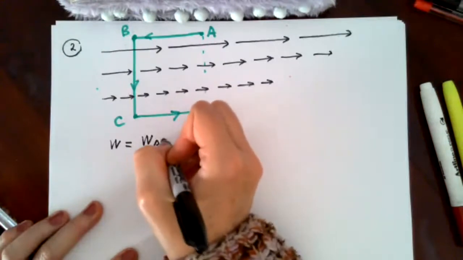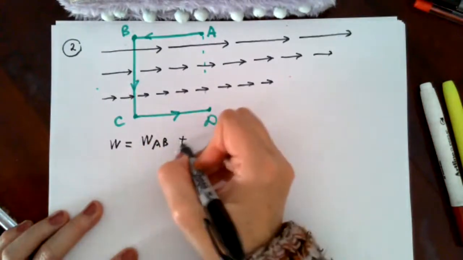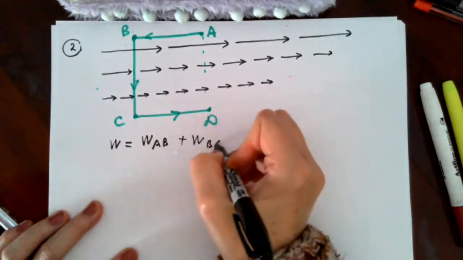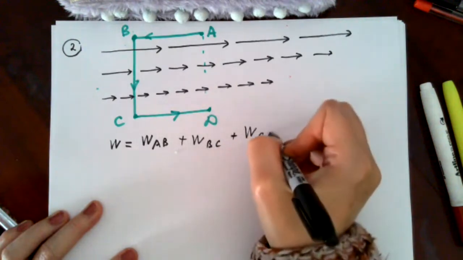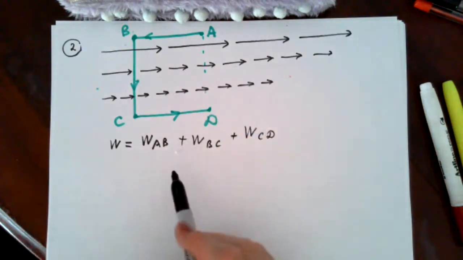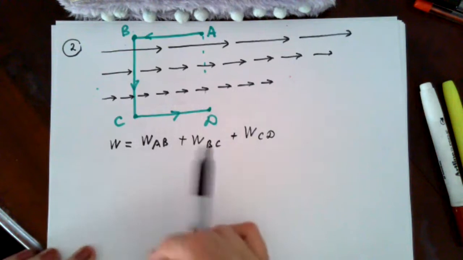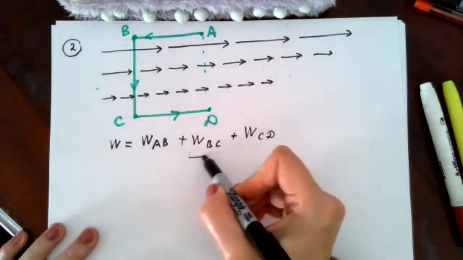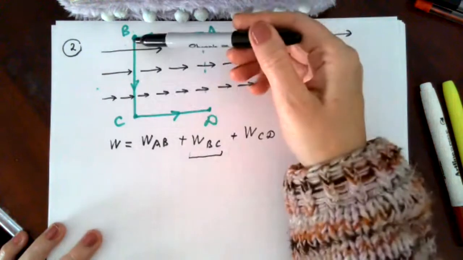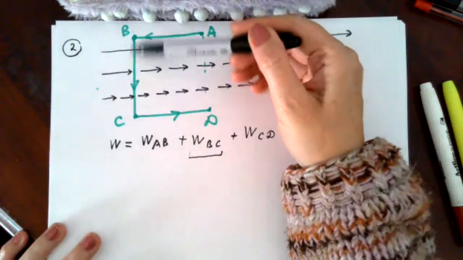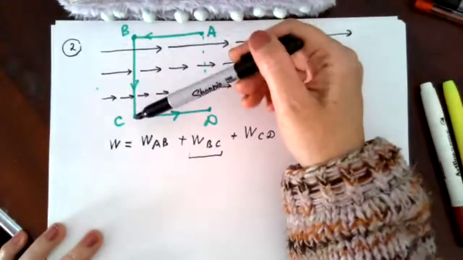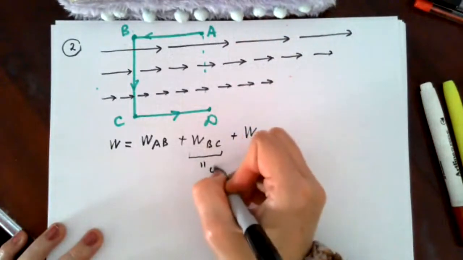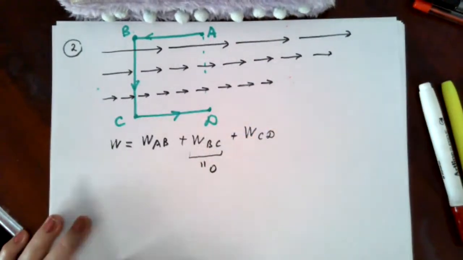So the work along section AB plus WBC plus WCD. You need to evaluate the sign of each component. I think the middle term is the easiest one, because you can see that you're traveling exactly perpendicular to your vector field, and that is why this work is equal to 0. So this is very easy.